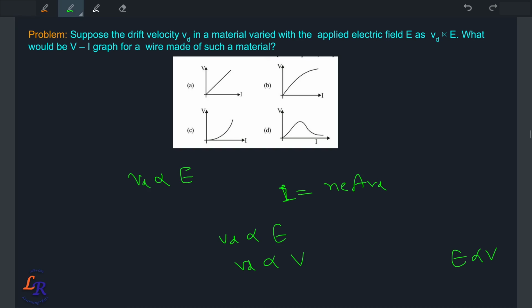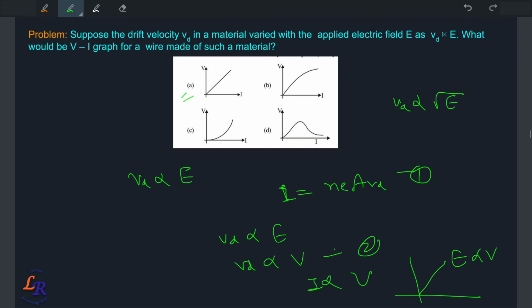So if you utilize this equation and this equation, then you can say that I is proportional to V. So if I plot the curve, it would be a straight line. So this would be correct. But assume that it would have been Vd is proportional to root E. It can be given anything. This is just a problem. You can vary it and make 1,000 different problems from the same.